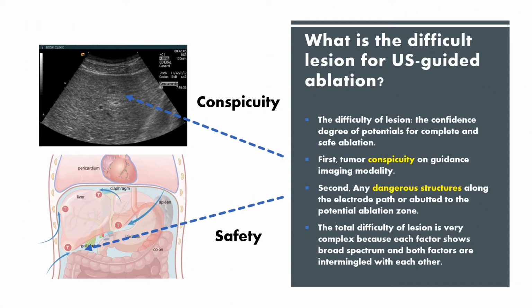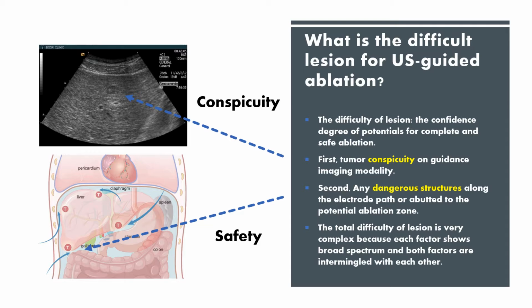What is the difficult lesion for ultrasound-guided ablation? The most difficult thing is to define what the difficult lesion is. I would define the difficulty of a lesion as the confidence degree of the potential for complete and safe ablation. There are two major factors in difficulty. First, tumor conspicuity and guiding imaging modality. Second, any dangerous structures along the electrode path or abutting the potential ablation zone.